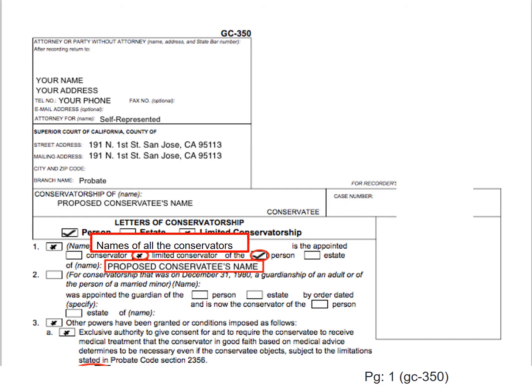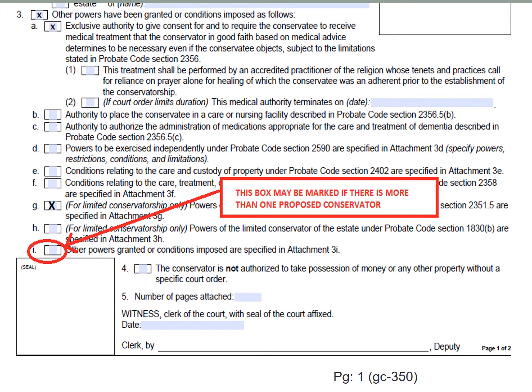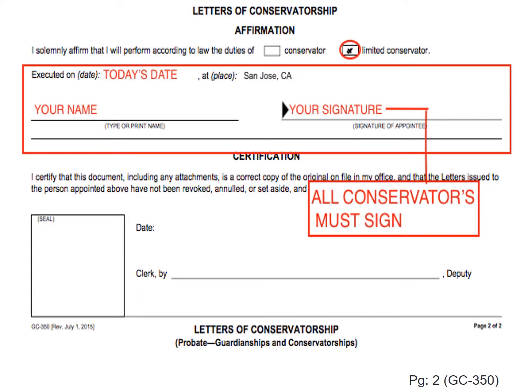Check the boxes next to items 3 and 3A. On Form GC-350, check the box next to item 3G and check the box next to item 3I if there is more than one conservator. If there's only one conservator, then leave box 3I blank. At item 5, write in the number of pages attached to Form GC-350. At the bottom of page 2 of Form GC-350, check the box next to Limited Conservator as shown on the slide, and there is a place for each conservator to date, print their name, and sign.